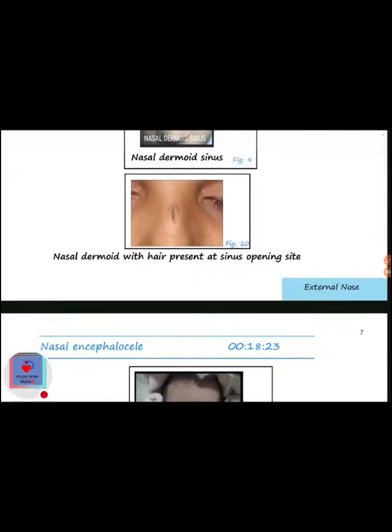Nasal dermoid with hair present in sinus opening. Here there is a hair. Here also.